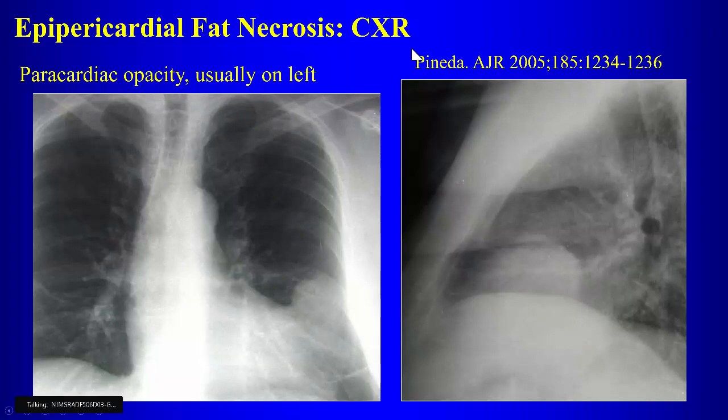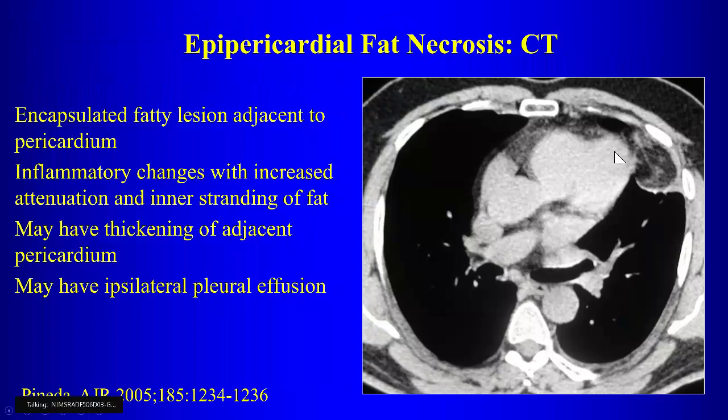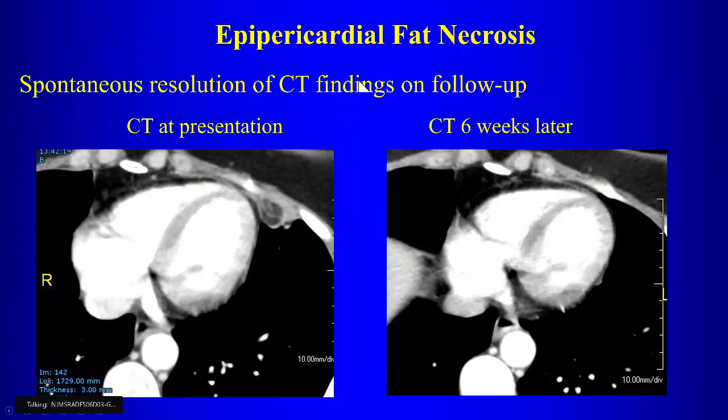Might give you an opacity like that next to the heart. But on CT, you can see that there's inflammatory change there within the fat. Okay, so fatty lesion adjacent to the pericardium, inflammatory change, stranding of the fat. You might have thickening of the adjacent pericardium. You might have some associated pleural effusion. That's epipericardial fat necrosis, and it's usually self-limiting. It gets better on its own in a few weeks.